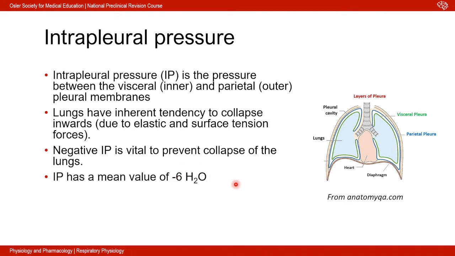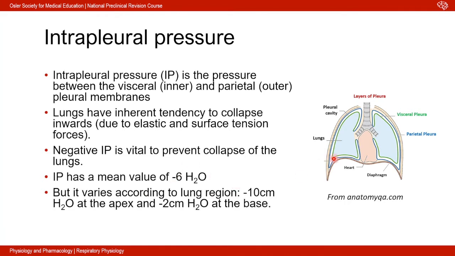Although do bear in mind it does vary. It's higher, more negative, sorry, at the apices, so the top of the lungs, and it's -2 at the base. So that basically means that the apices are going to be much more expanded at rest than the bases. The bases will be more collapsed because we've got a less negative intrapleural pressure. So that will take a little bit of saying it to yourself, getting your head around it.